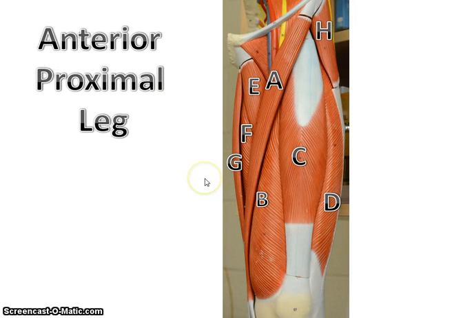One more time, a little bit faster. The tensor fasciae latae, the fasciae latae, the vastus medialis, the rectus femoris, the vastus lateralis. Underneath the rectus femoris is the vastus intermedius. Gracilis, medial, adductor magnus, adductor longus, sartorius.